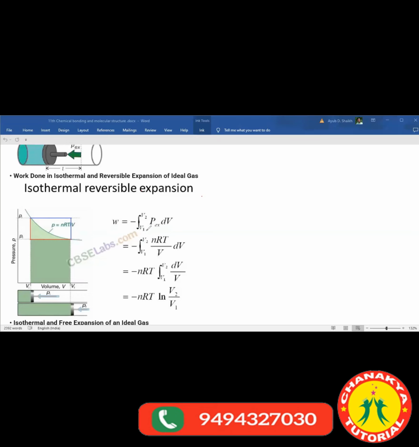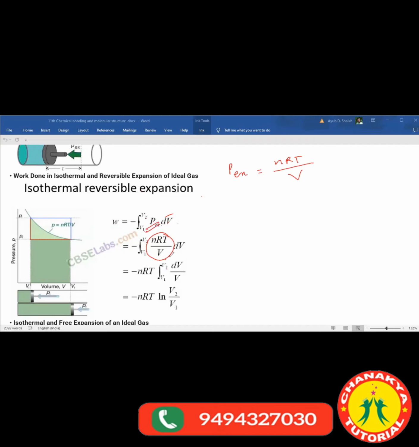It is the negative integration in the limit V1 to V2 of P external into dV. dV is nothing but a change in volume. When it is an ideal gas, P external is nothing but nRT upon V. Keep this in your mind. Only that value has been placed in the place of P external.